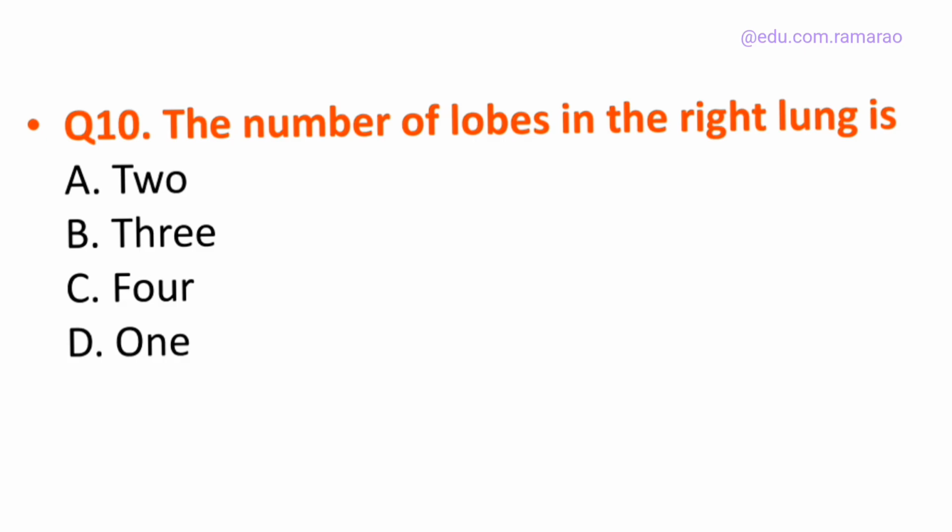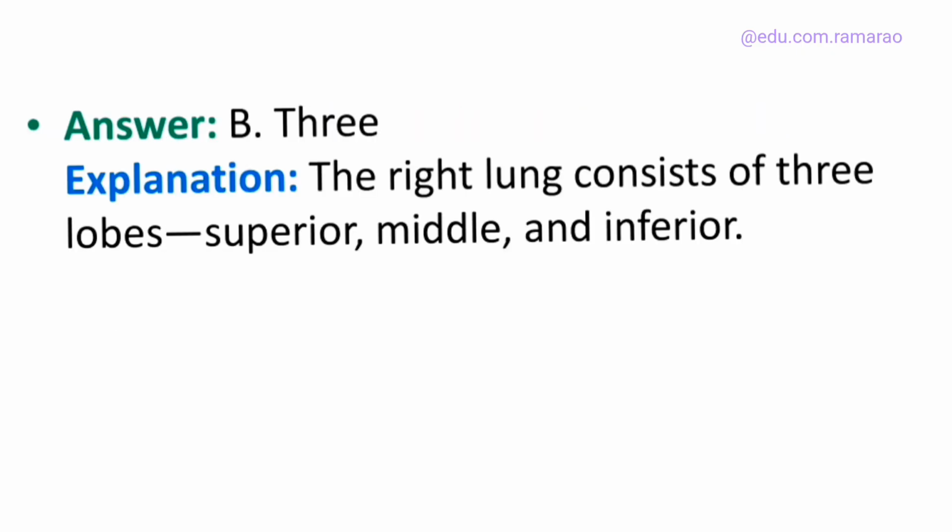The number of lobes in the right lung is option A 2, option B 3, option C 4, option D 1. The correct answer is option B 3. The right lung consists of three lobes: superior, middle and inferior lobe.